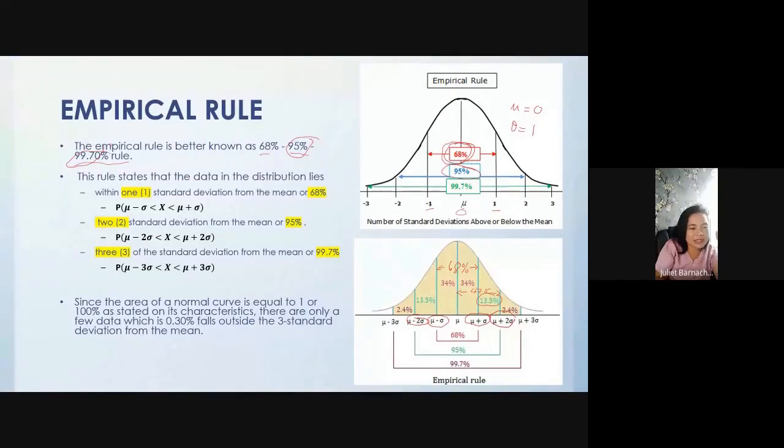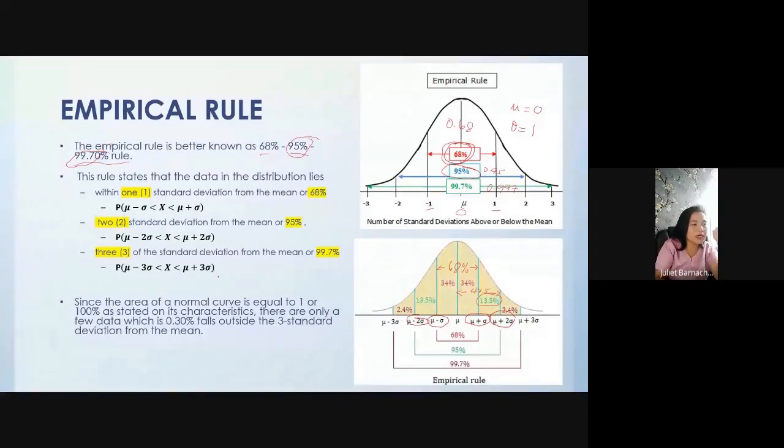Naka-percentage sila, guys. Pwede natin silang i-convert sa probability. Since alam natin na ang isang normal curve, ang area niyan ay 1. So, ang 68% sa probability ay 0.68. Diba? Approximately 0.68. Ang 95% ay 0.95. Ang 99.7% ay 0.997. So, yan. So, these are the 3 empirical rules.